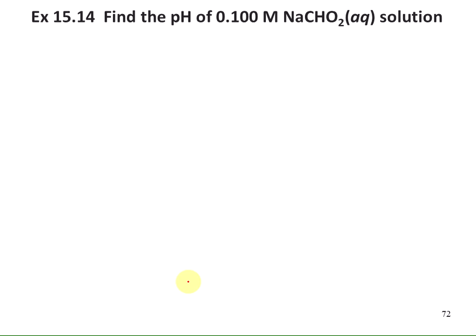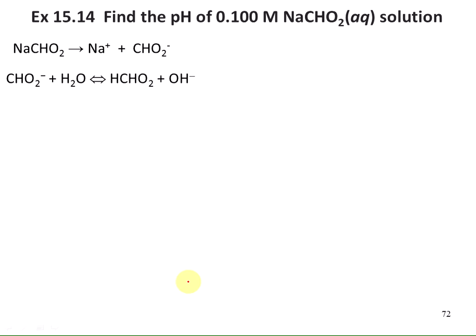So let's find the pH of a 0.1 molar sodium formate solution. Well, sodium formate is a salt, and it's going to dissolve in water to make sodium and the formate ion. So this is a one-way reaction. But the formate ion will then react with the water to make formic acid and the hydroxide ions. And if we look up in tables, we can find that the Ka for formic acid is 1.8 times 10 to the minus fifth.